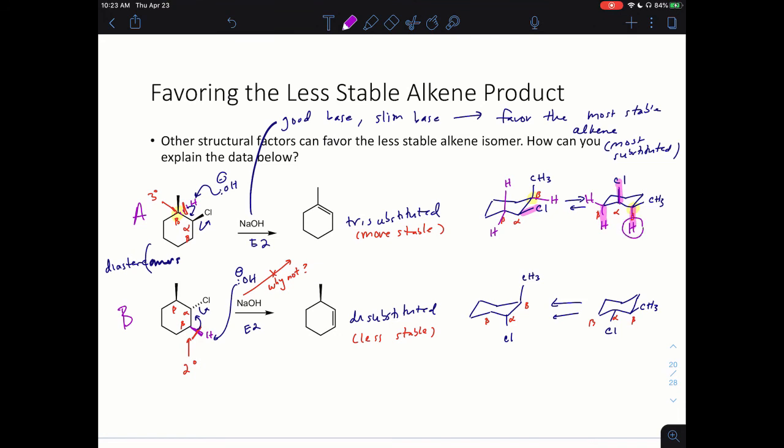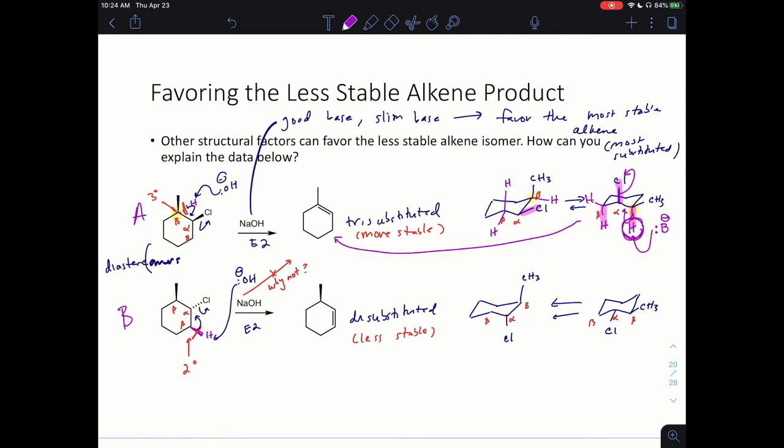Now, deprotonation of this hydrogen forms the trisubstituted alkene, the one that's observed as the major product. Deprotonation here would form the disubstituted, which is not observed for stereoisomer A, just because that forms the less stable product, and this seems to be under thermodynamic control. So we see elimination at the tertiary beta carbon to form the more stable product. Okay, cool. That's what we would expect.